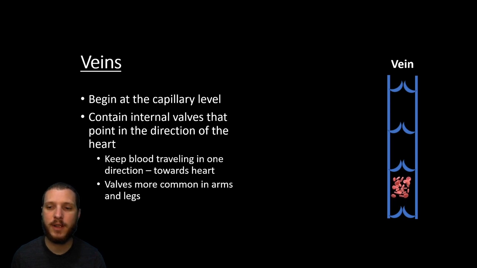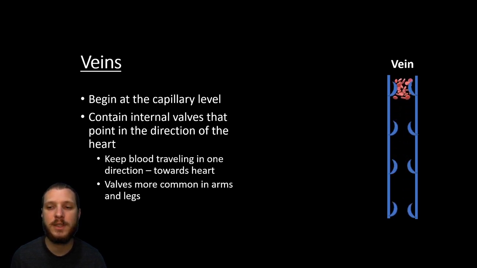And as far as other specifics, veins are going to begin at that capillary level, and they're going to have these internal valves here that are going to prevent backflow of blood because a lot of times we have to keep the blood moving up against gravity. So these valves are going to help prevent blood from pooling back down. It's also going to keep the blood traveling in one direction, and that direction is going to be towards the heart. So the valves are going to be more common in the arms and the legs.